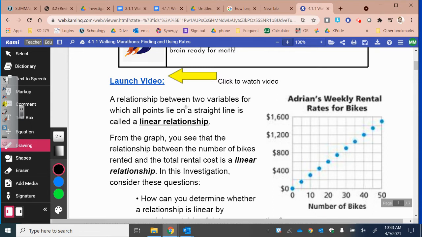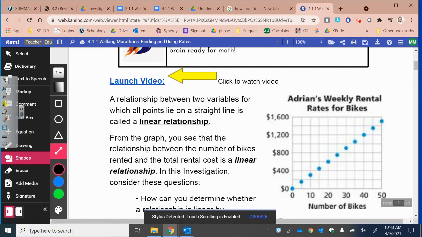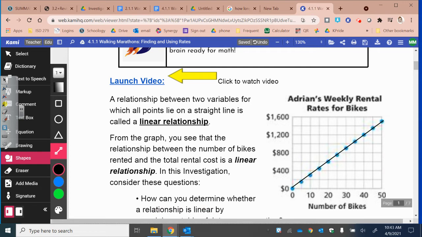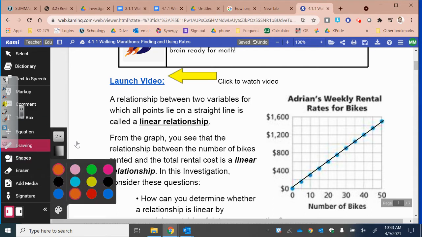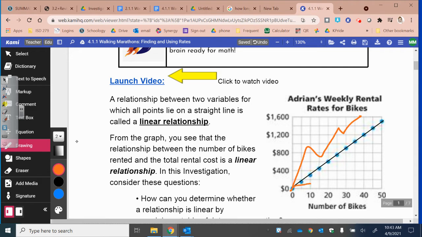So, a relationship between two variables for which all points lie on a straight line is called a linear relationship. If you look at our graph over here, you can see that these points are lying on a straight line, as opposed to a line that maybe looked something more like this, where it would go up and down or something like that, or maybe it was curved. We want to look for specifically straight lines for a linear relationship.